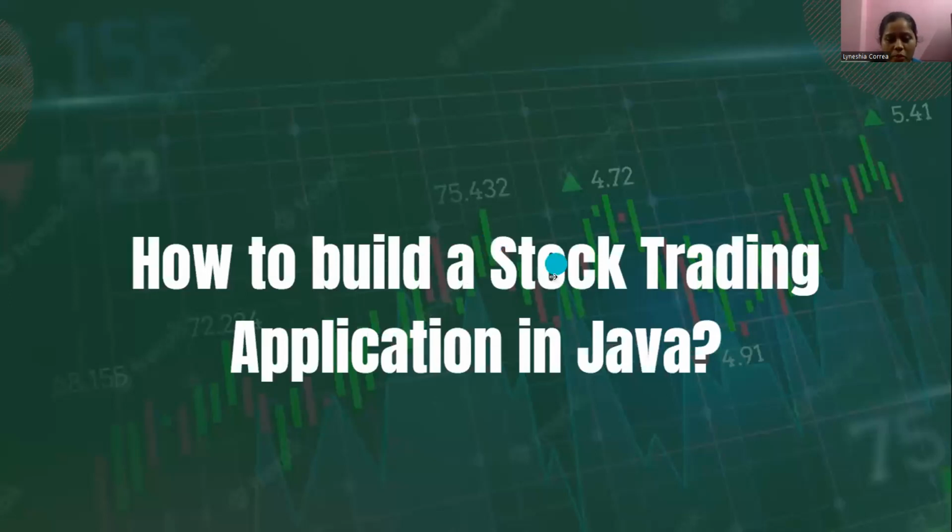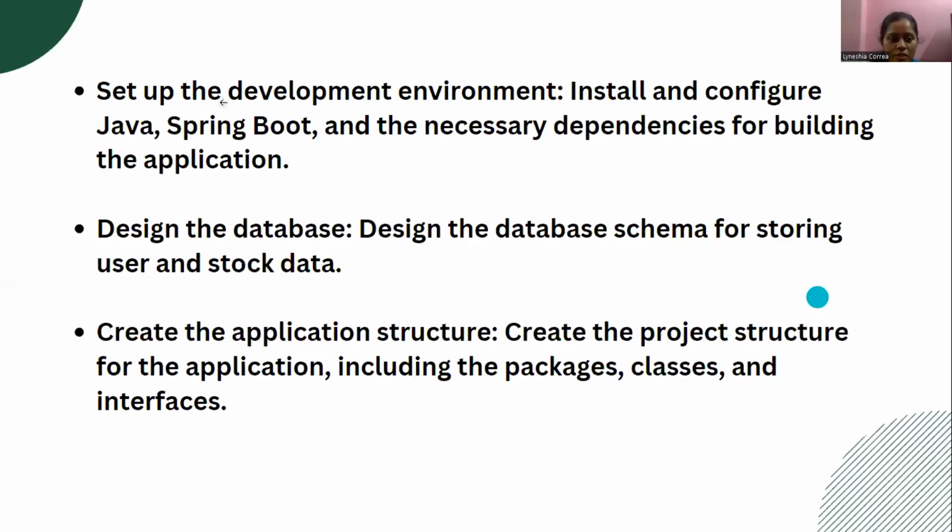So now, how to build a stock trading application in Java? First, you have to set up a development environment. If you are building with Spring Boot, then you have to install Java, then Spring Boot, and the necessary libraries for building the application. After that, you have to choose your database and design the database schema, with a database like MySQL, Oracle, or PostgreSQL. And after that, you have to design the tables, the user tables and the stock data tables.